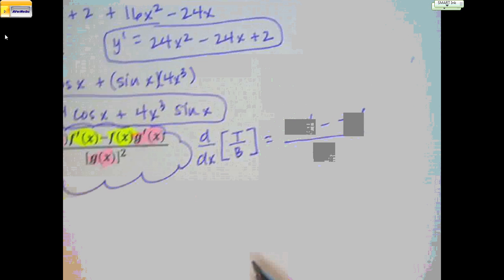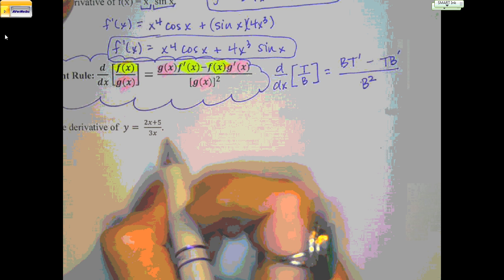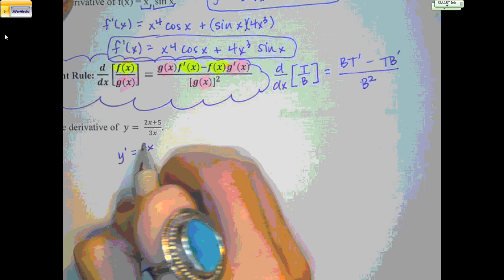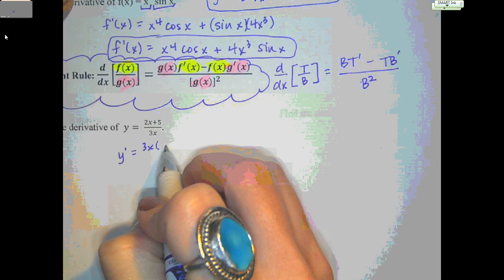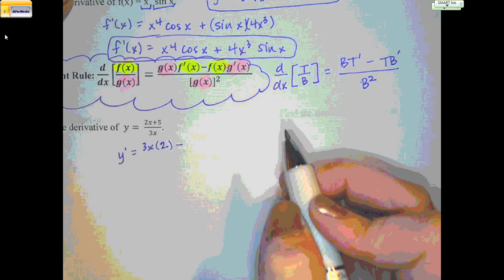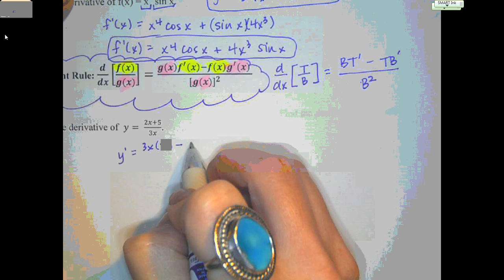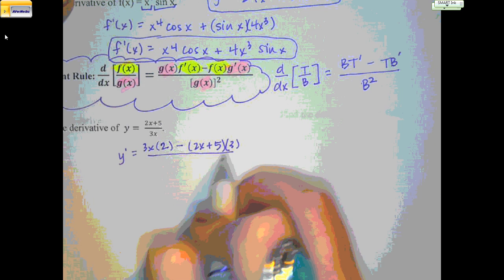So let's try it. So we scooch down. We have a very clear bottom and a very clear top. So we say the derivative of y equals Booker T. So bottom times the derivative of the top. What's the derivative of the top? 2. Good. Minus the top, Taco Bueno, so 2x plus 5, times the derivative of the bottom, which is 3, over the bottom squared.